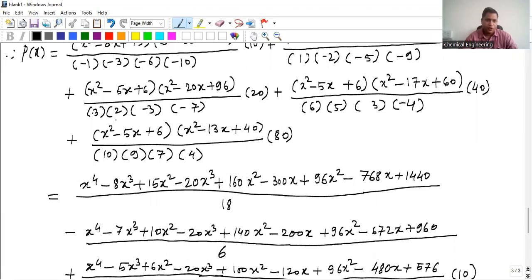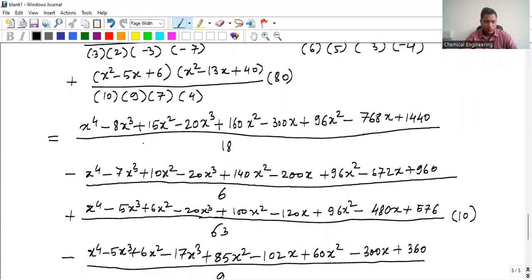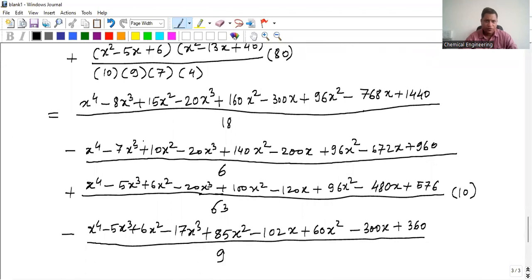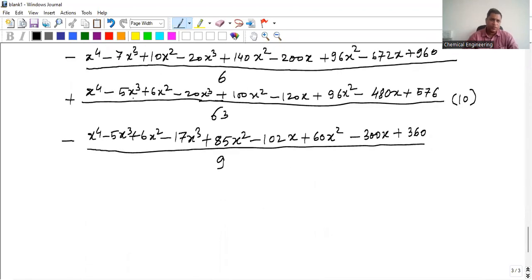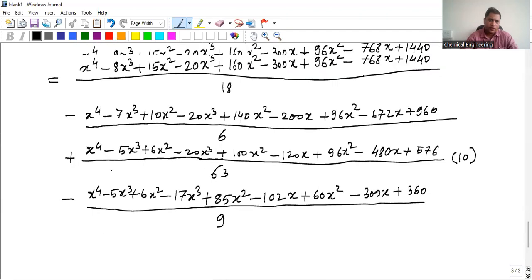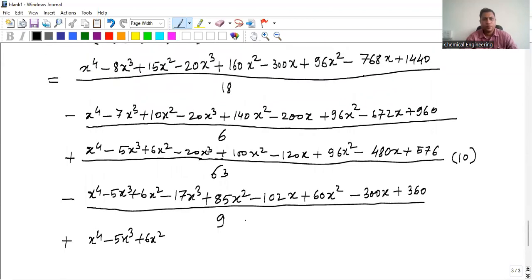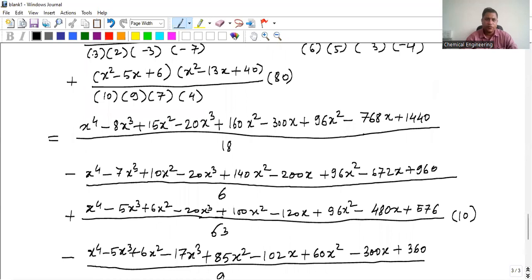Now the last term. So think of this last term. We can have x square multiplied by x square. All the terms are positive, so this will be plus. So it is going to be x raised to 4 minus 5x cube plus 6x square. That's what we can have.